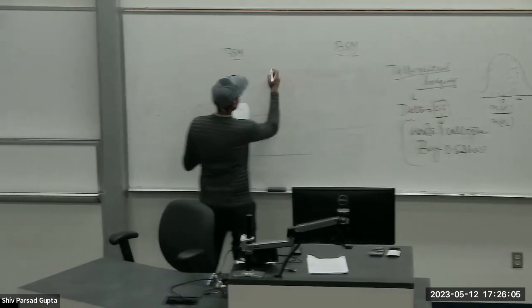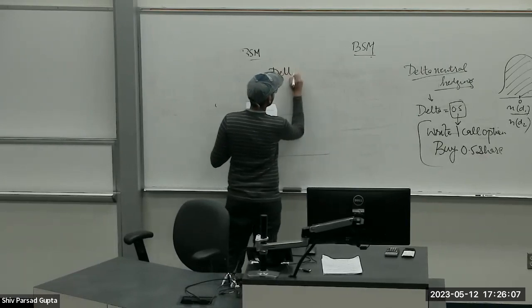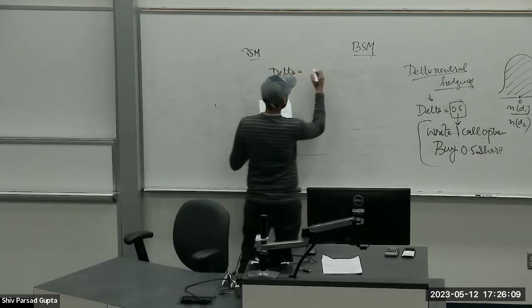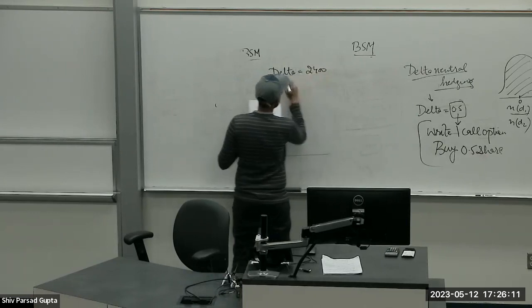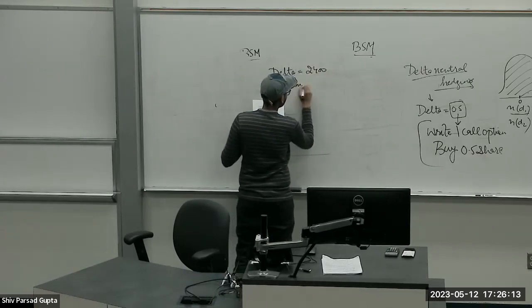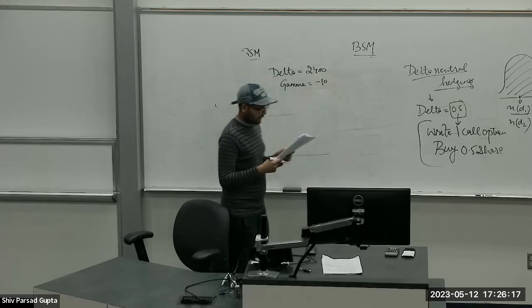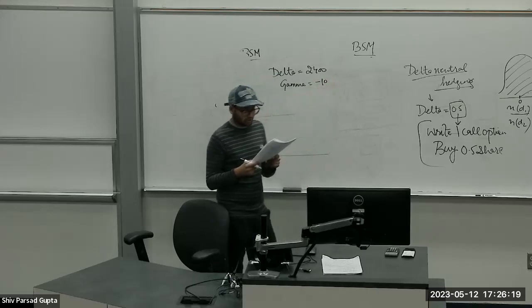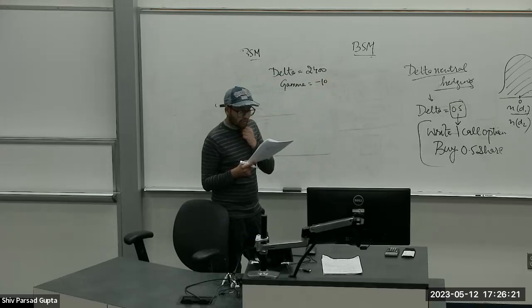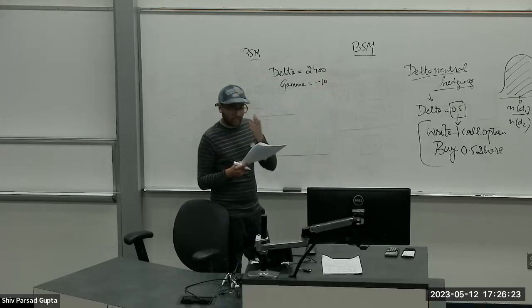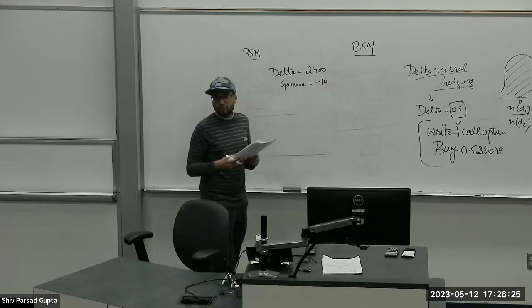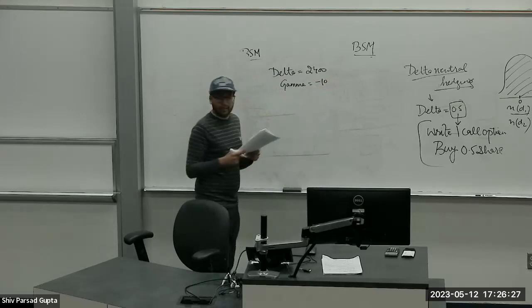So they have given delta. Delta they have given 2400. Gamma they have given -10. And they're asking about an option on the stock with a delta of 0.5 and a gamma of 0.04 that can be traded. So what position in the option is necessary to make the portfolio gamma neutral?